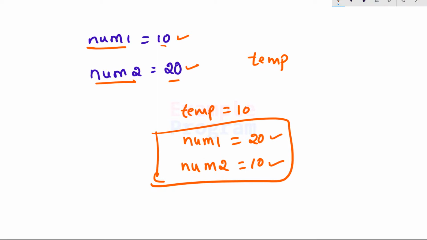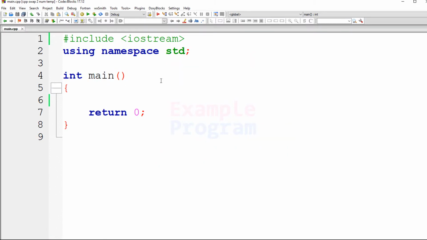Okay, now let's see how we can write the C++ program. Here I have written some code. We have included the iostream header file and then we are using the namespace std, and then I have the main function, which is the entry point of our program from our perspective. Now here in this program, we will be asking the user to enter two numbers. We will store the user input in two different variables. Then we will swap the values of those two variables and display that.